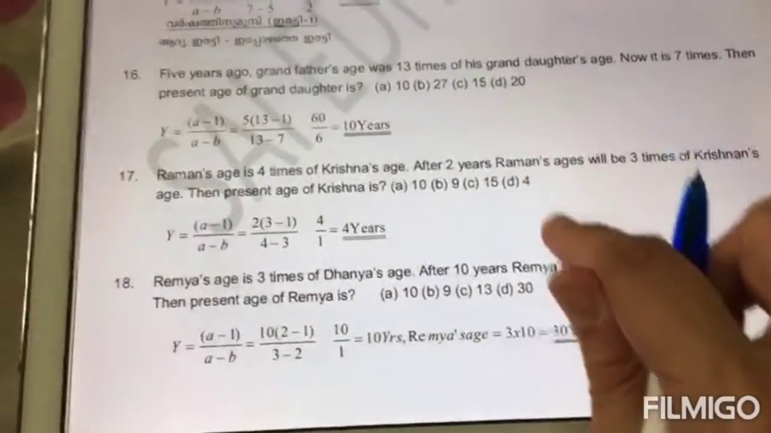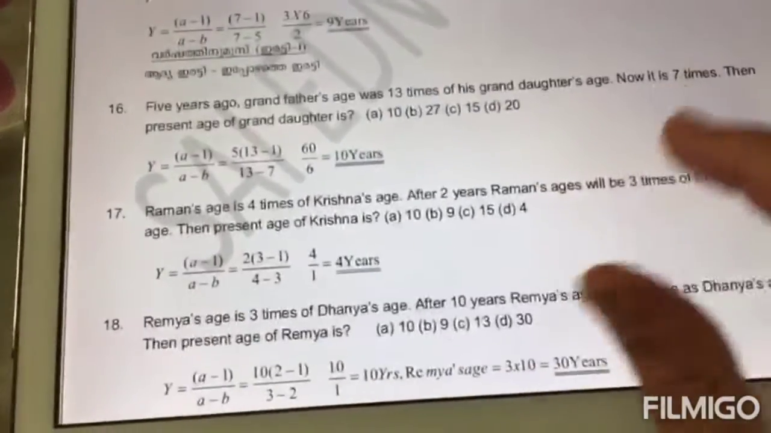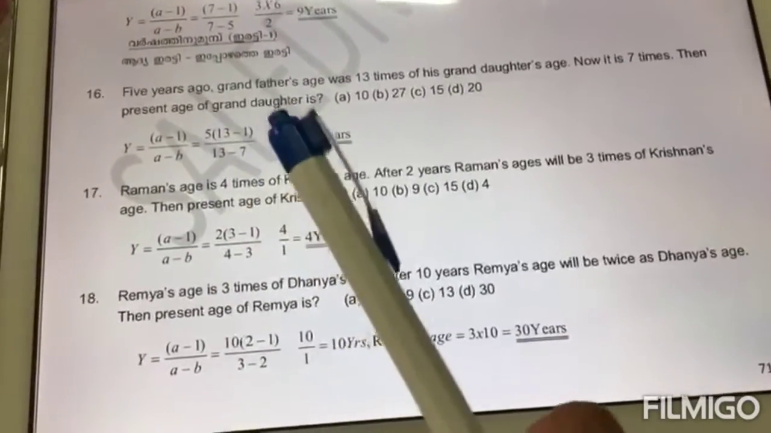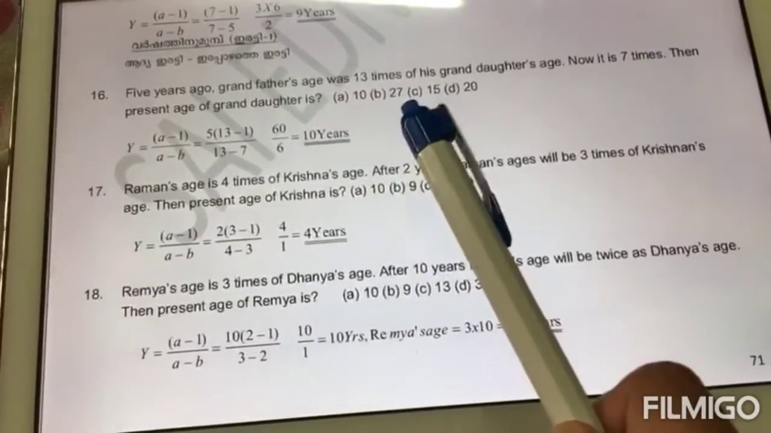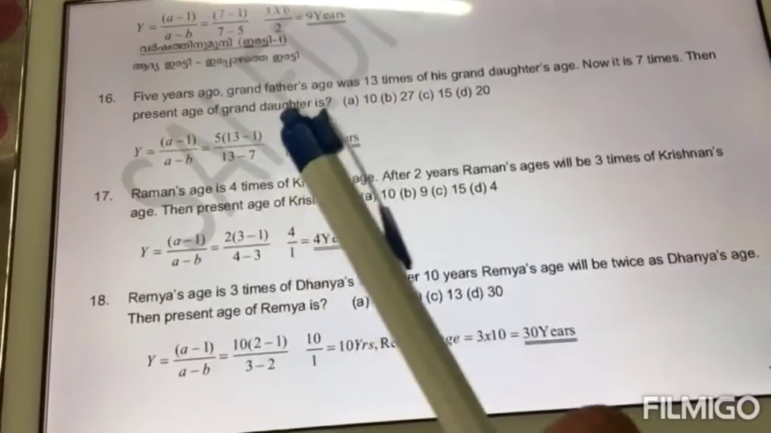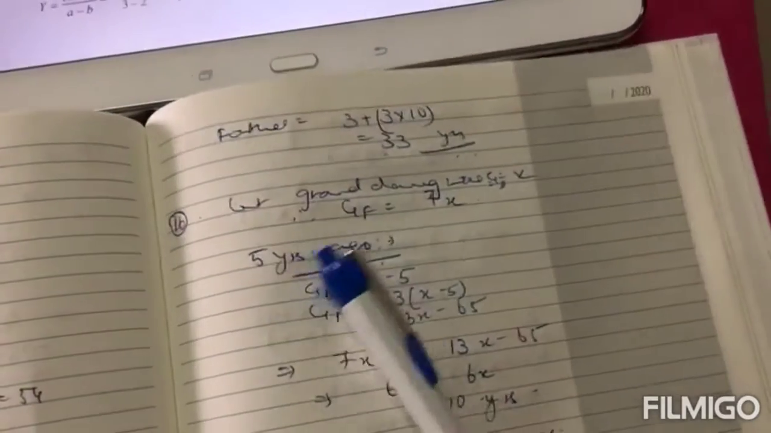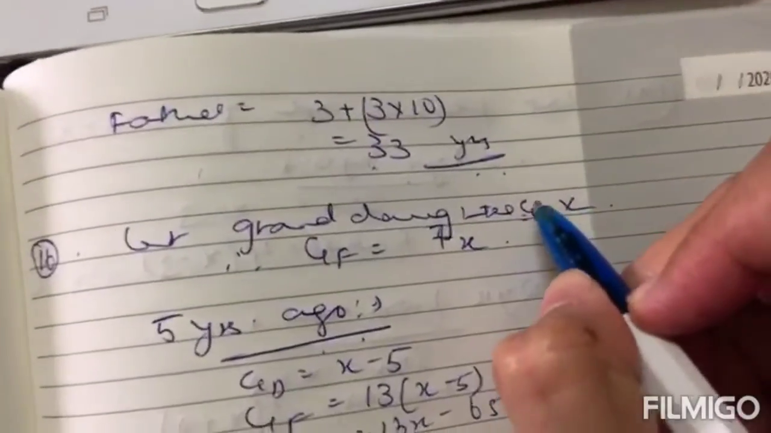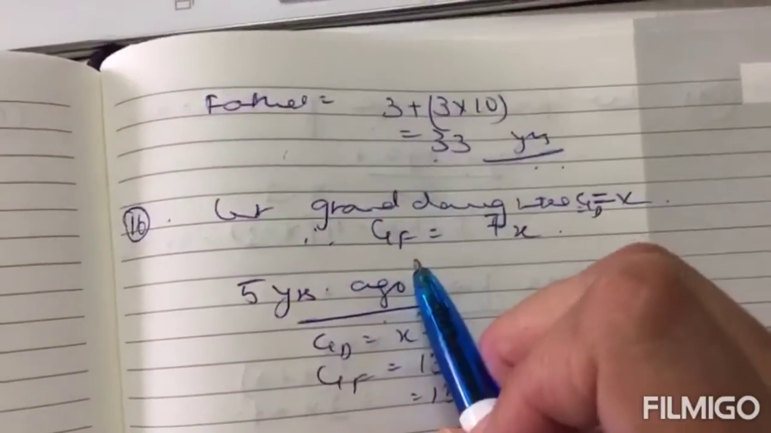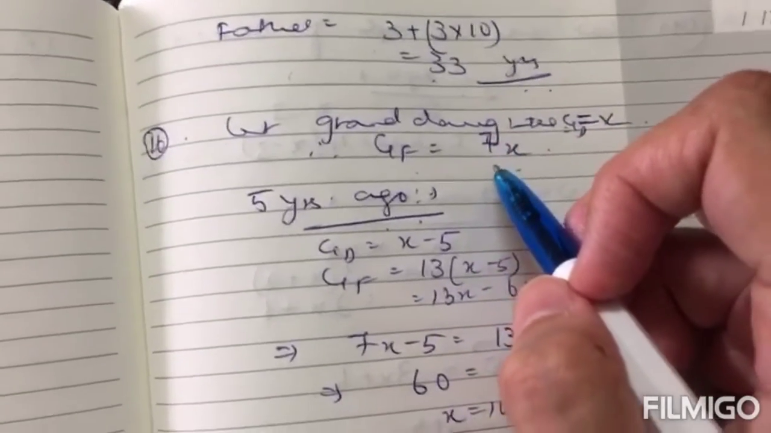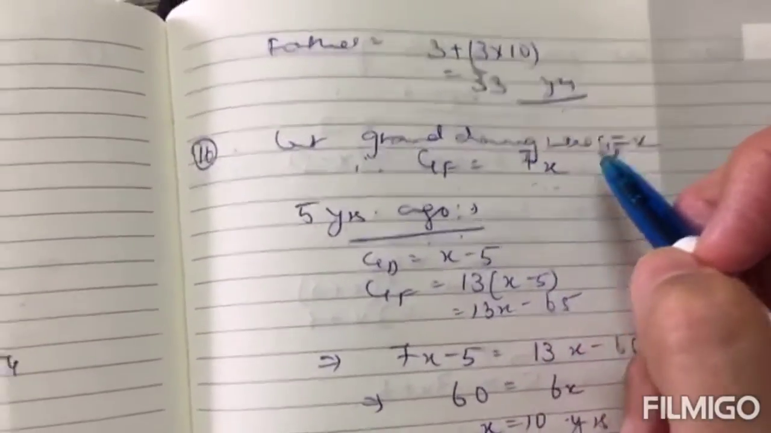Now 15, many of these questions are similar, so I'm only doing some of them. Let's do number 16. 5 years ago, grandfather's age was 13 times of his granddaughter's age. Now it is 7 times. Then present age of granddaughter is what? Okay, let's do it. Very simple. Let the granddaughter's present age GD be equal to X. Therefore, grandfather's age is 7 times X, 7x, because it is given that the present age of the grandfather is 7 times his granddaughter's age.